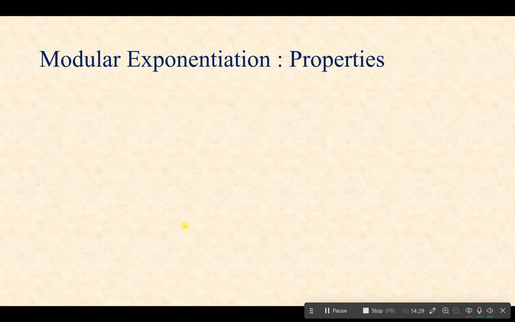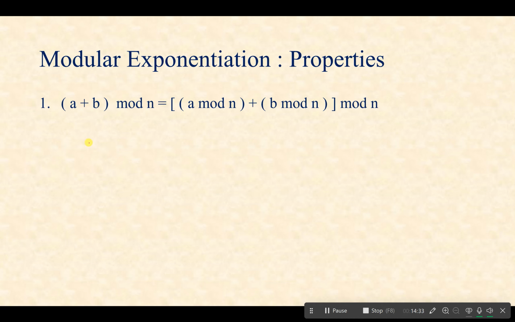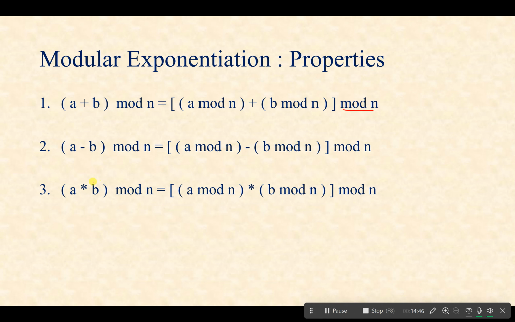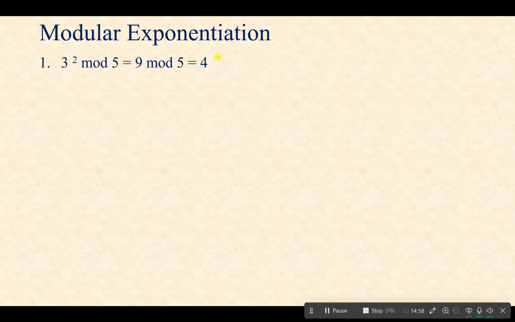Now we will see some properties of modular arithmetic. If there are two numbers, a plus b mod n, you can write it as (a mod n plus b mod n) mod n. In the same way, a minus b mod n is equal to (a mod n minus b mod n) mod n. In the same way, it is for multiplication: a times b mod n is equal to (a mod n times b mod n) mod n. All these things we are going to use in some problems.